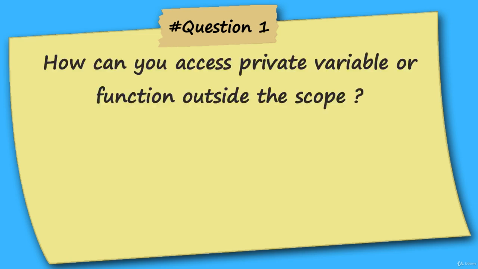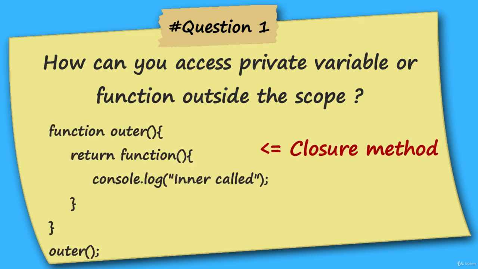Let's discuss the related questions. The first question is, how can you access a private variable or a function outside the scope? So we can do that using closure. We have already seen earlier that we return the function without parentheses and we can achieve it.